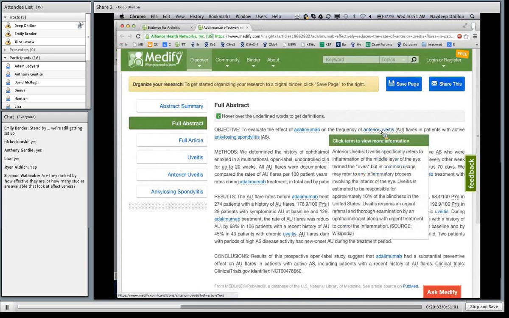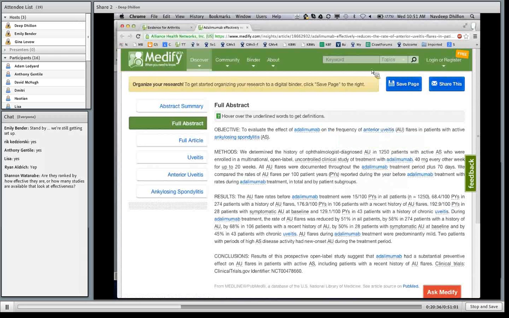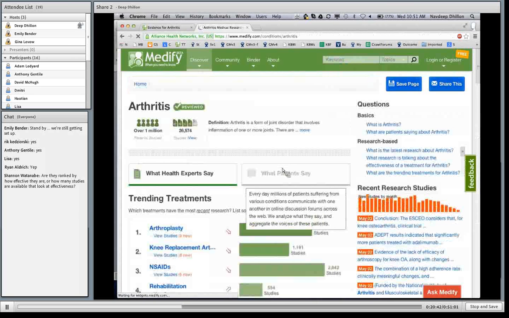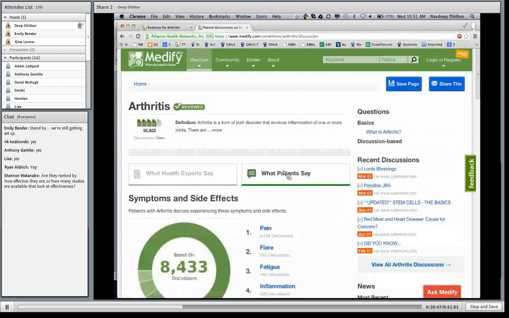Where does that come from? This is UMLS data, yeah, primarily, but then we sprinkle on top our own things that are missing. So let me jump back into arthritis, and we'll now look at the what-patients-say lens.